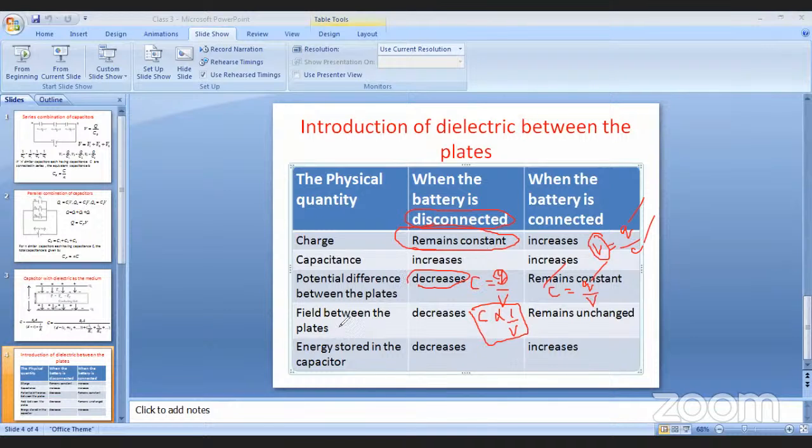Then the electric field between the plates, what will happen to that? It decreases when you disconnect the battery. It remains unchanged when the battery is connected. Then the energy stored in the capacitor, I think we have already discussed that concept. The energy stored decreases when the battery is disconnected, and it increases when the battery is connected. So these are some of the important points which you need to understand clearly. Then only will you be able to solve the numerical problems.